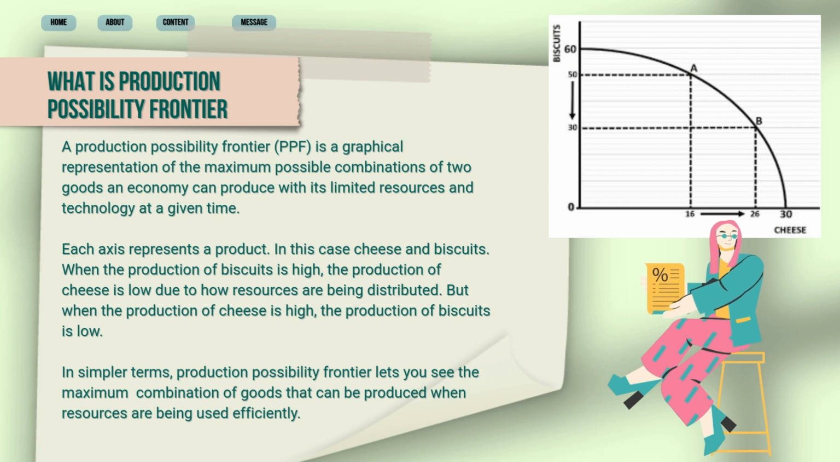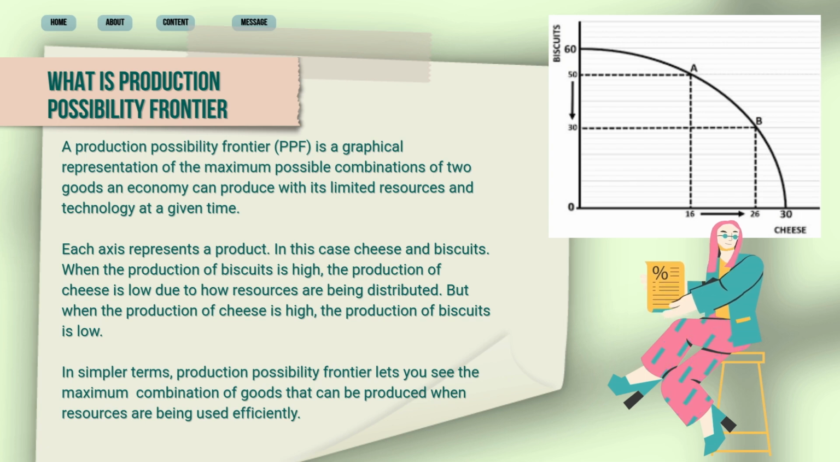A production possibility frontier, PPF, is a graphical representation of the maximum possible combinations of two goods an economy can produce with its limited resources and technology at a given time. Each axis represents a product. In this case, the x-axis is cheese and the y-axis is biscuits.